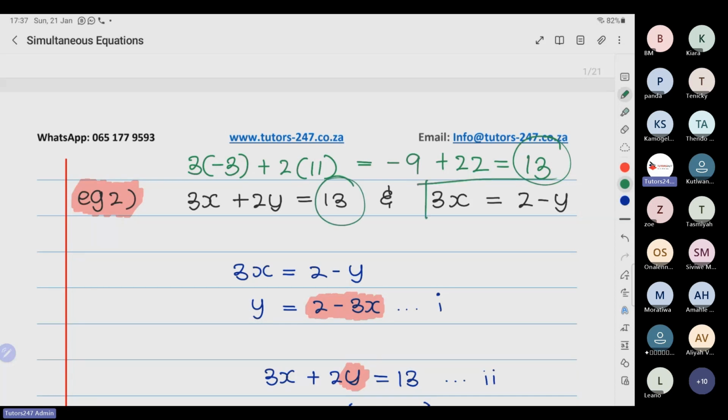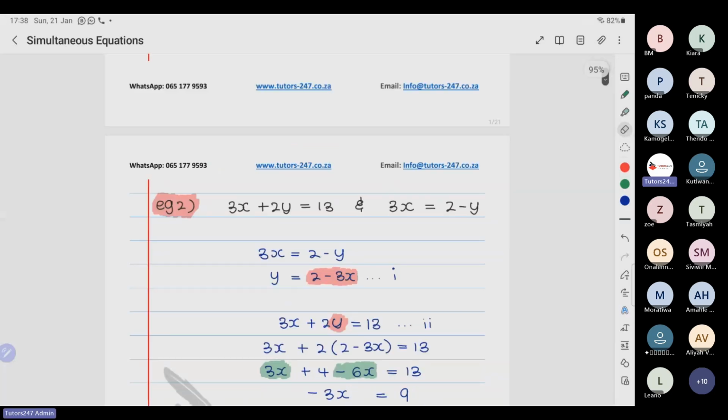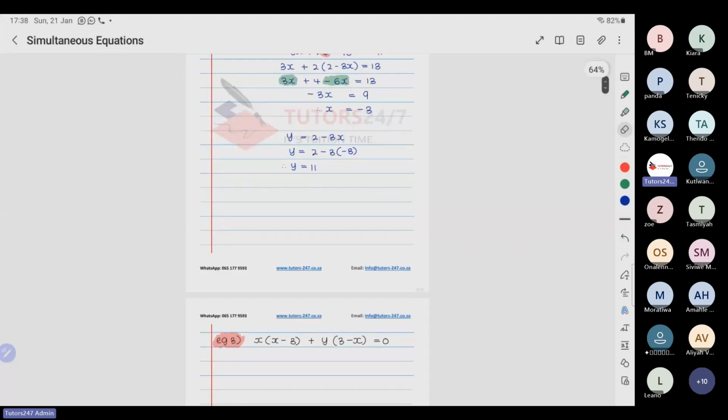You can do the same thing with this equation. As long as the left-hand side is equal to the right-hand side, it means that your answers for x and y are correct. So let us move on to example 3.